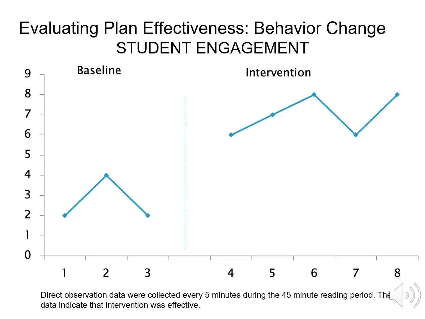Here is an example that shows that the student's academic engagement is improved after the intervention is provided. Here, you see that during the baseline phase, the student has a low level of engagement. After the intervention is provided, the student's level of engagement improved quickly and the high level of engagement was maintained. The data graph suggests that the plan is effective.